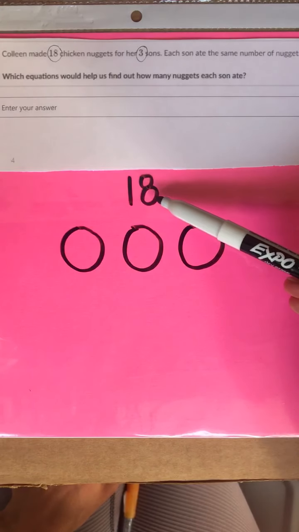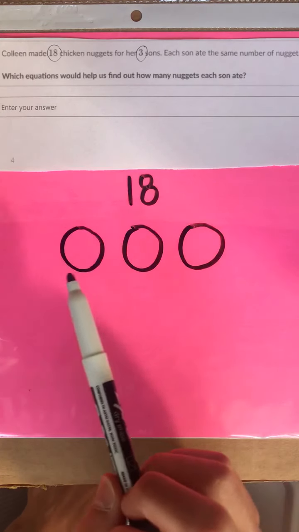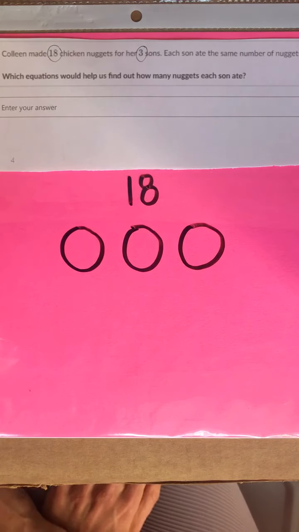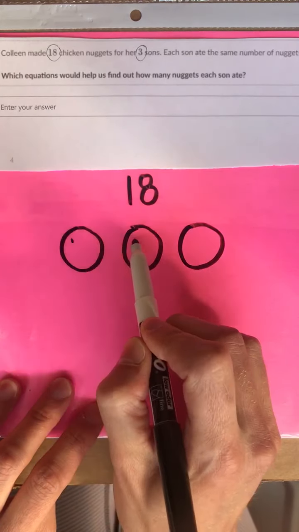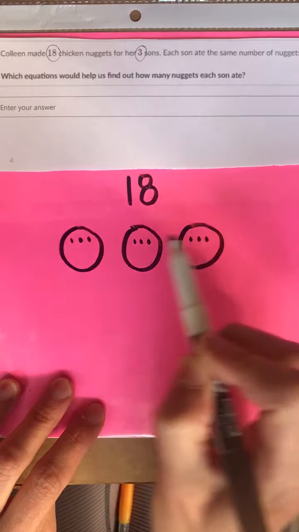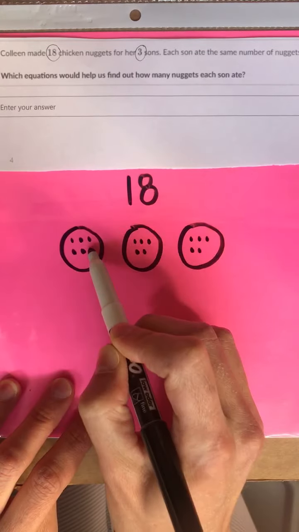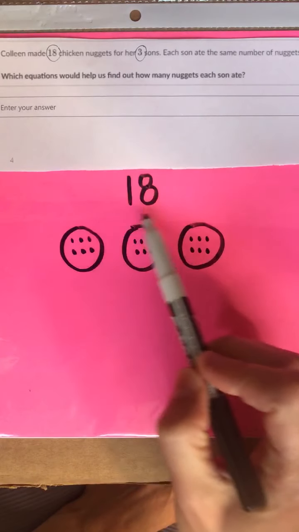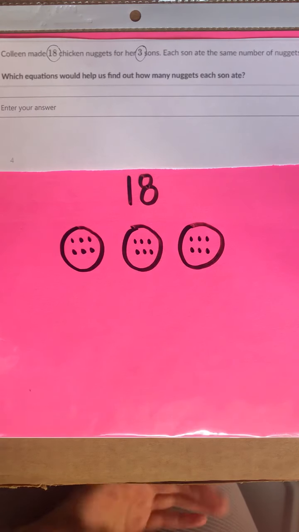Okay, so we are now going to take the 18 nuggets and we are going to make sure that each son gets the same number of nuggets. How would we do that? If you said fair share, that's absolutely right. So let's go ahead and do that together. 1, 2, 3, 4, 5, 6, 7, 8, 9, 10, 11, 12, 13, 14, 15, 16, 17, 18. Fantastic. So we took Colleen's 18 nuggets and we divided them equally in between her 3 sons.